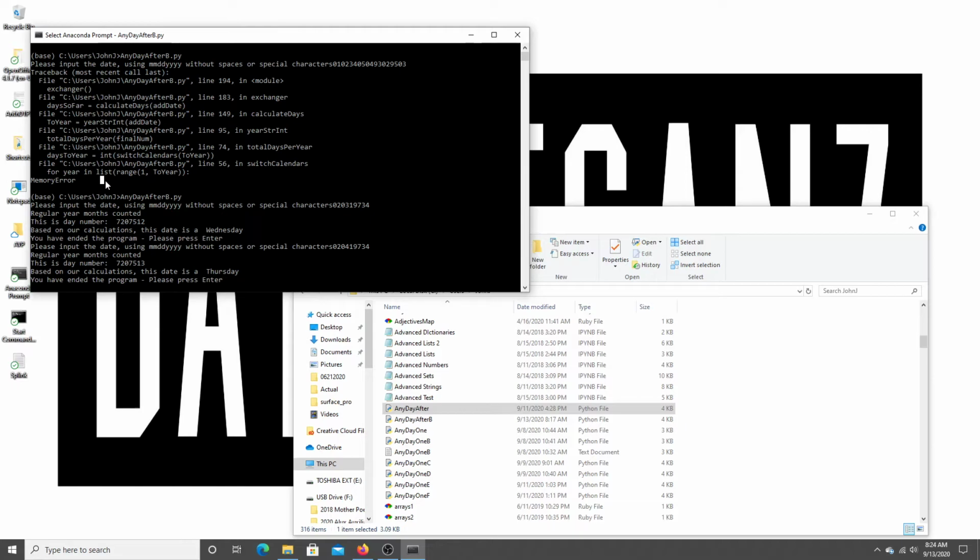So I already have it programmed into the computer so that I can calculate any date. Of course, that's relegated, I'm sorry, limited to the amount of memory that I have and the speed of the processor and maybe even the hard drive space.